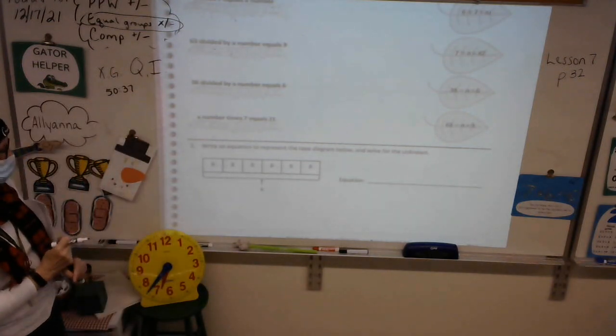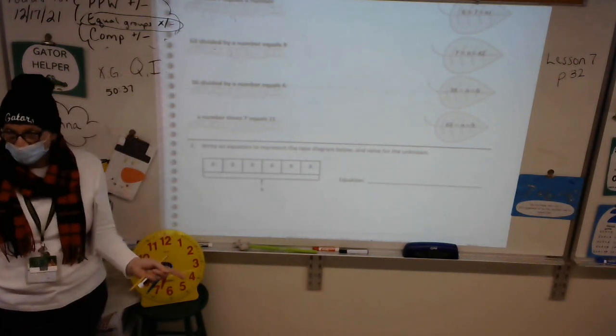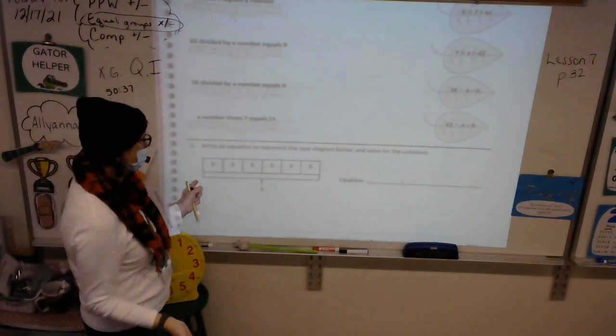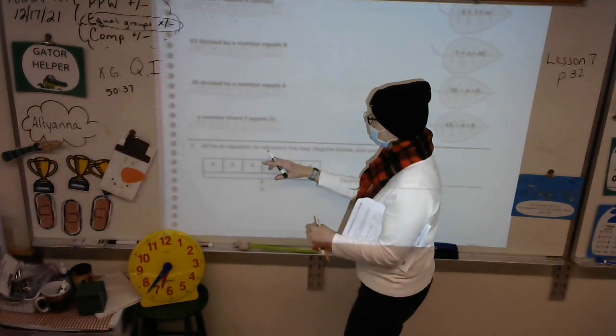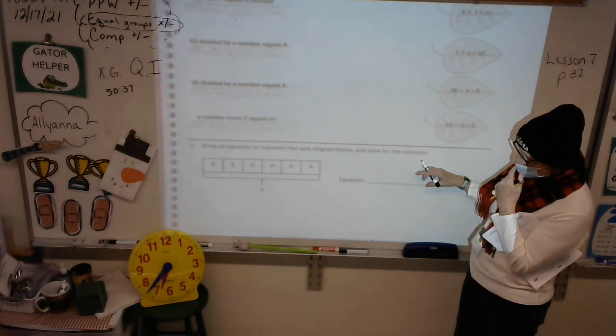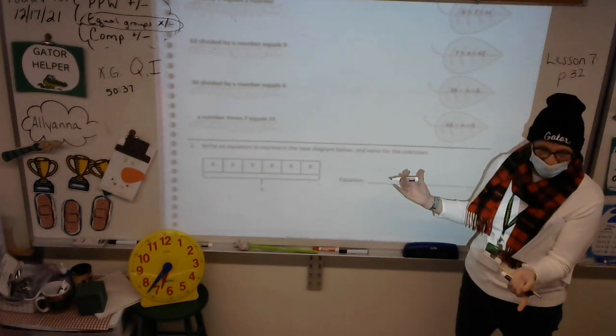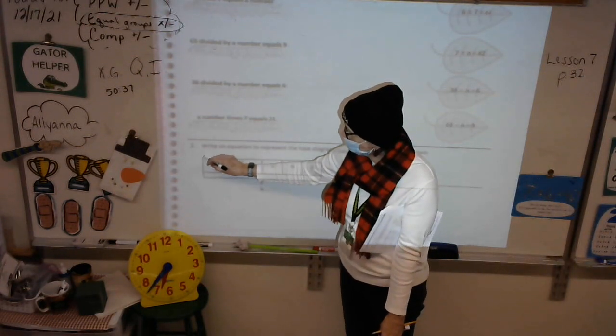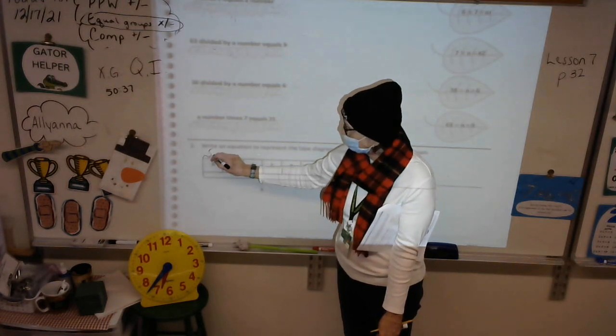All right, so here we have a tape diagram. There's no word problem, right? But we have a tape diagram. And it wants us to write an equation to represent the tape diagram below and solve for the unknown, okay? Well, what do we know? We know this is 8, right? So let's go ahead and put an 8 there. They gave us that, right?